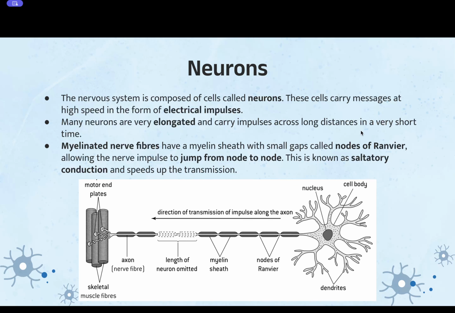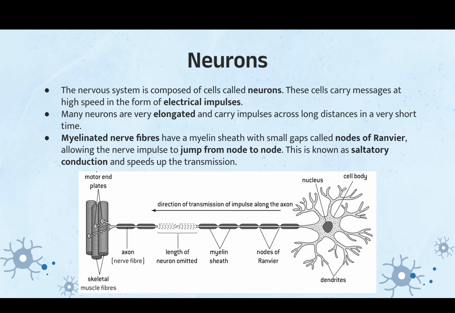So saltatory conduction is what speeds up transmission. Saltatory conduction is when the nerve impulses jump from node to node between the nodes of Ranvier and between the myelin sheaths. Does that make sense?